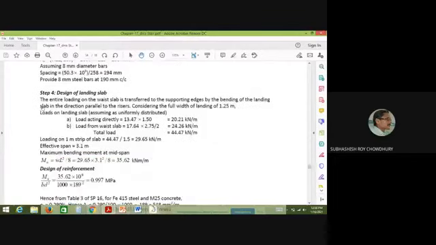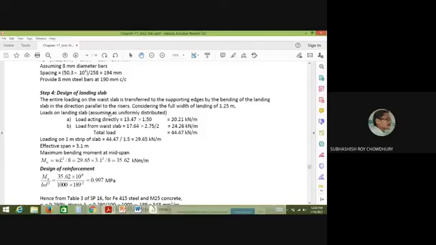Designing of the landing slab: the entire loading on the waist slab is transferred to the supporting edges by the bending of the landing slab, in the direction parallel to the riser. So the spanning of the landing slab is parallel to the riser. Considering the full width of the landing of 1.25 meter, it is probably 1.5 meter because they have considered 1.5 meter. Loads on the landing slab are assumed as uniformly distributed.